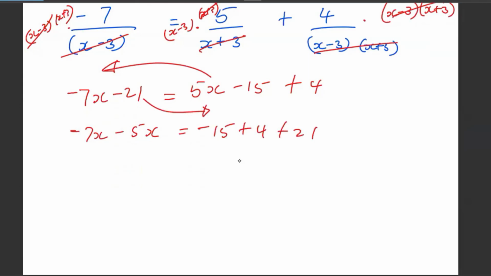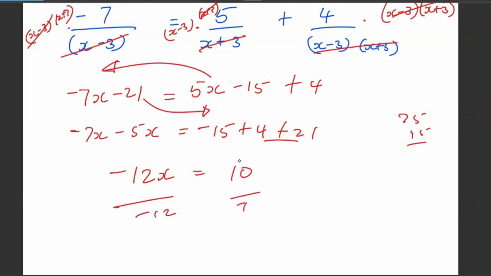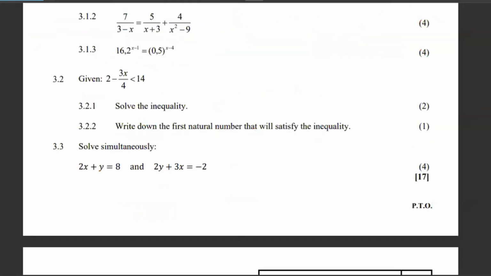So this is going to give me negative 12x is equal to, that's going to be a 25 and a 15, which is like a 10. Then I'll divide both sides by negative 12, meaning that our x is going to be 5 over 6. Should be 4 marks. Yeah, perfect.